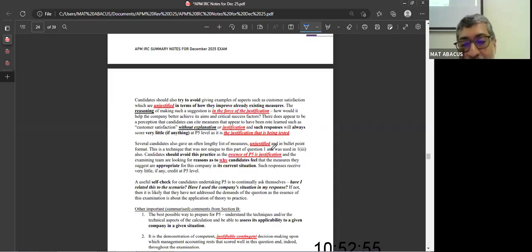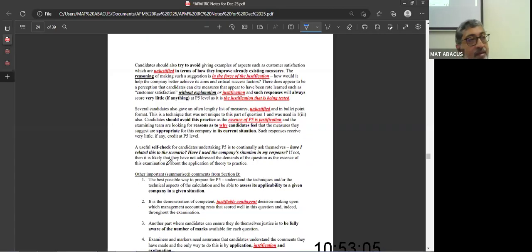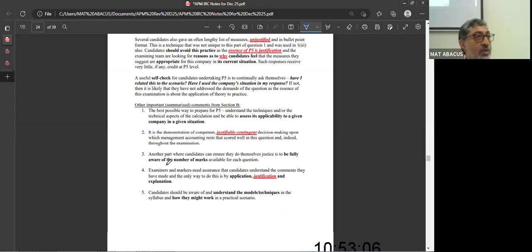The essence of PI is justification. So you will get marks if you can justify, you can say why. So we are looking for reasons as to why candidates feel that the measures they suggest are appropriate. So without justification, you won't get marks.